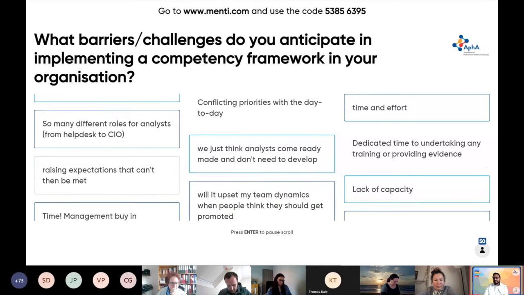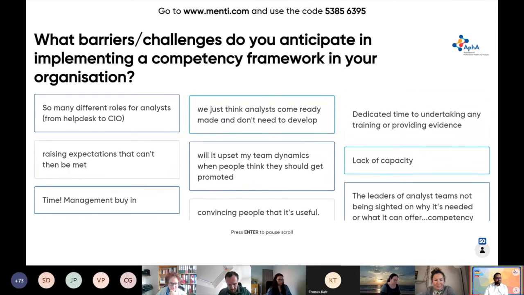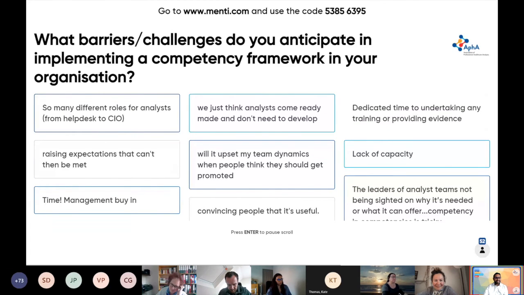We just think analysts come ready-made and don't need to develop. Yeah, that kind of thinking needs to change.